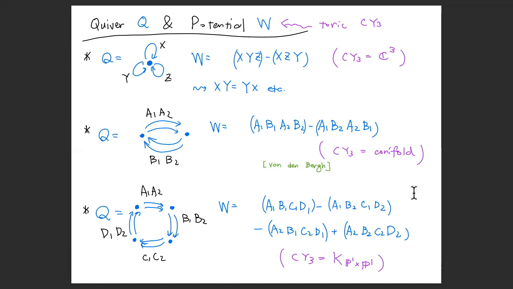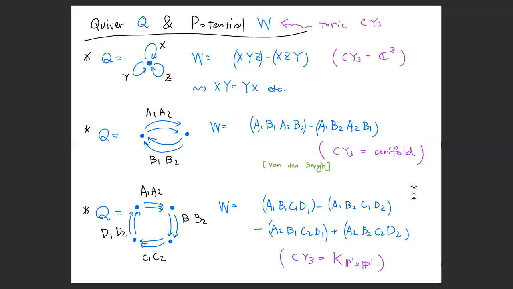Now, this example is more interesting. You have two nodes and four arrows, and then there's a potential. It's almost the same, but the indices are different: 1, 1, 2, 2, 1, 2, 1, 1, 2, 1. If you take a derivative, you get some expression. But in this case the potential is quartic, so the derivative involves a cubic relation.